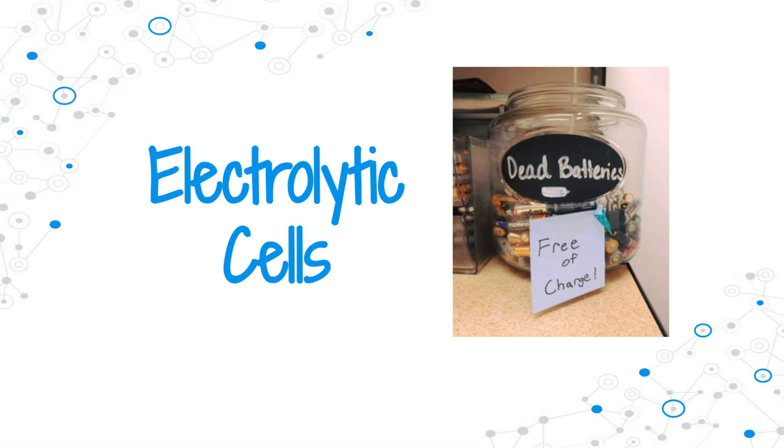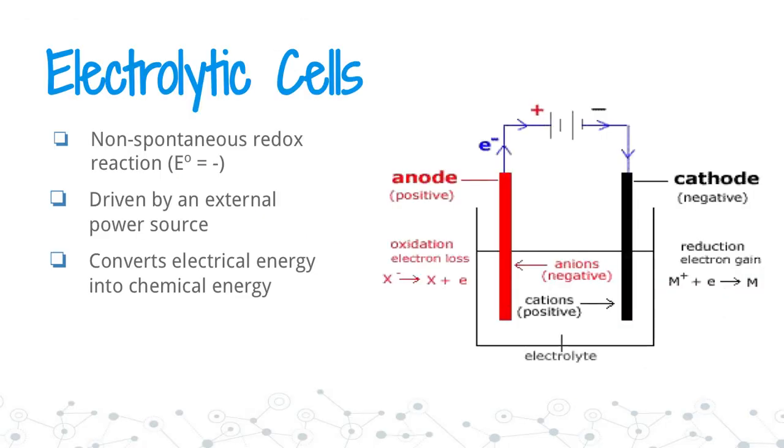In this video, we're going to take a look at electrolytic cells. So what is an electrolytic cell? Well, an electrolytic cell is based on a non-spontaneous redox reaction, or it has a delta E naught that is a negative value. And so in order to drive this particular cell to work, it requires an external power source.